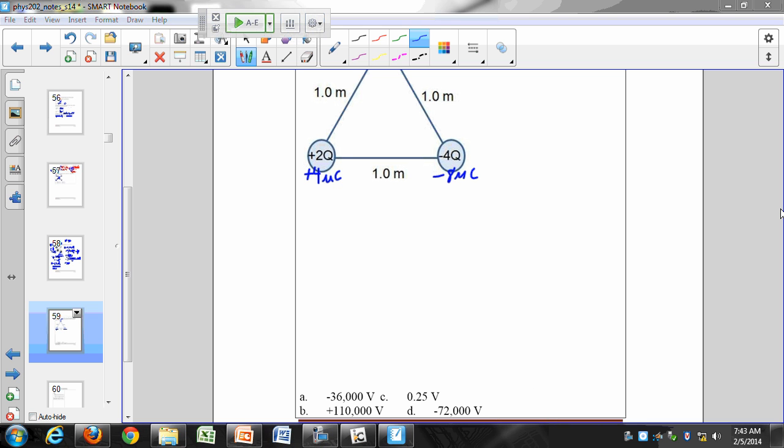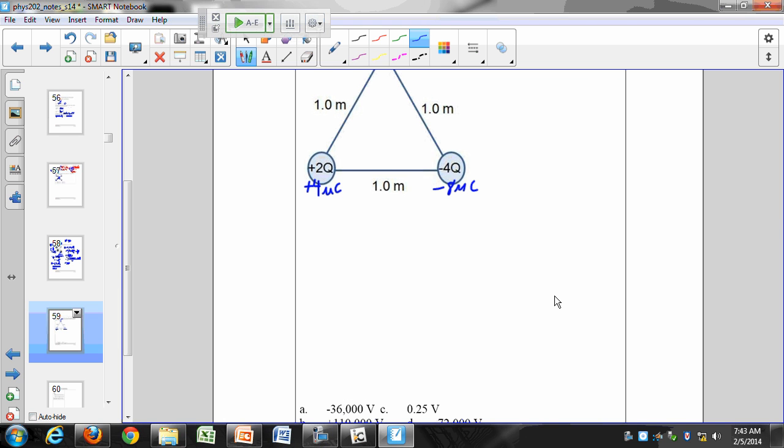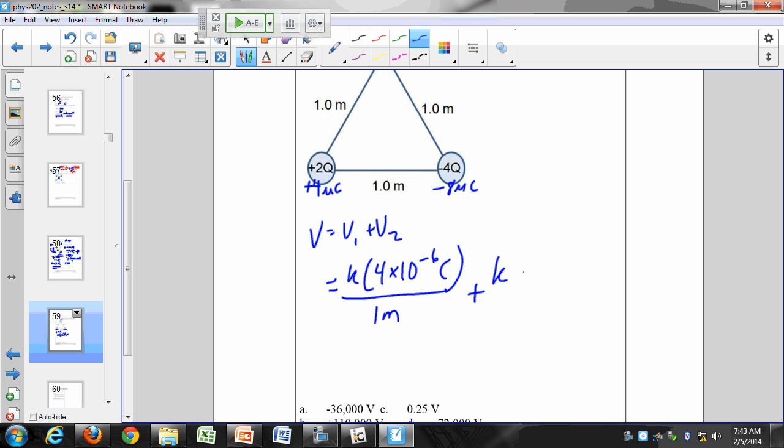All right, so here, just like we did before, it's fairly straightforward, I think. You just say V is equal to V1 plus V2. That's going to be K times 4 microcoulombs times 10 to the minus 6, divided by R, which is 1 meter, plus K times negative 8 microcoulombs divided by 1 meter, and then that's equal to negative 36,000.